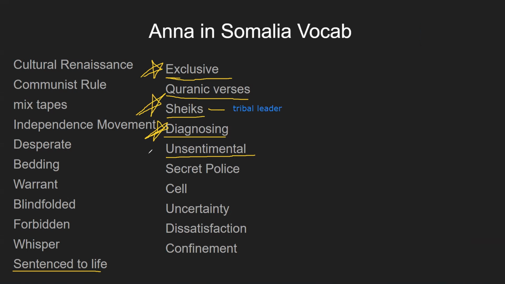Unsentimental. Well, when they interviewed the doctor, he spoke about Muhammad. He didn't have a lot of warm feelings about Muhammad. He says, this guy's going crazy, and I tried to counsel him through the wall, and it was like putting a baby to sleep. So he's speaking about Muhammad in a very unsentimental way, just kind of like, this guy was losing his mind. I tried to make him feel better.